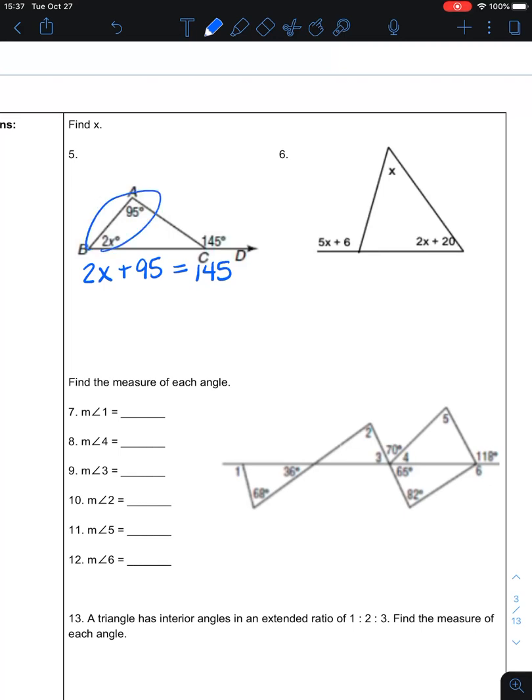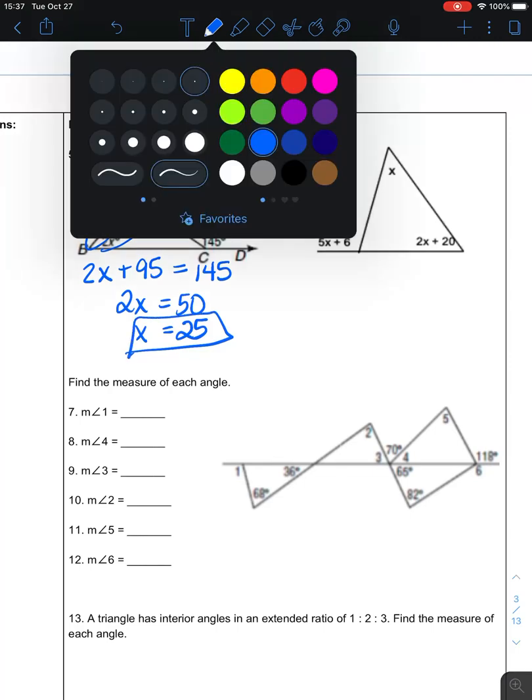So I set it up as 2x plus 95. The sum of these two angles equals this outside angle, 145. Then you can solve it. Subtract 95 from both sides, and you get that 2x is equal to 50, which means that x is 25, which is what I asked for.